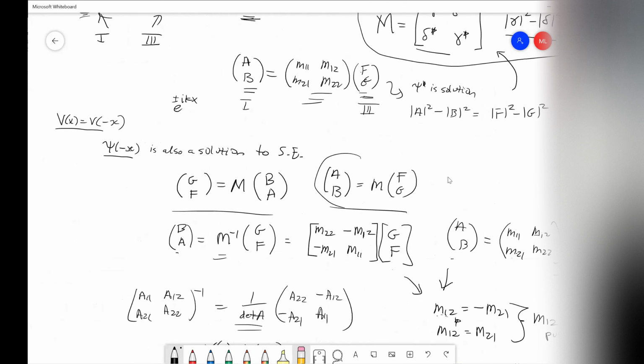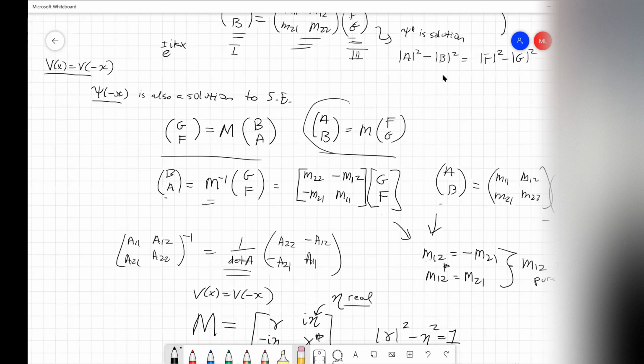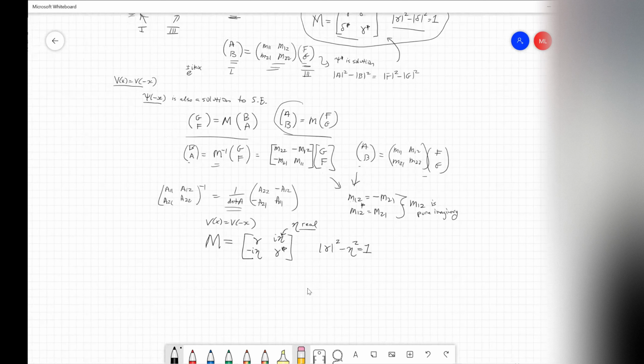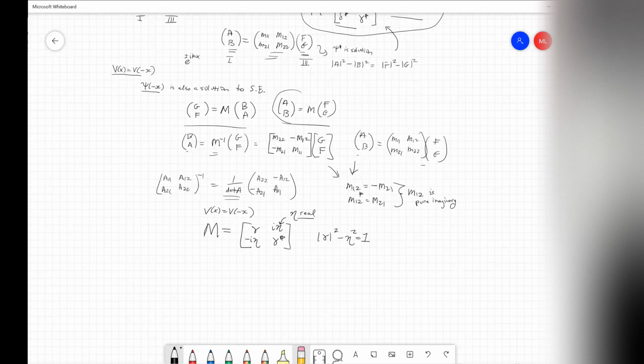I'll probably do an example in recitation related to this, actually calculating an explicit M, but I think I'll leave that alone for now. And I wanted to mention briefly about the S matrix.